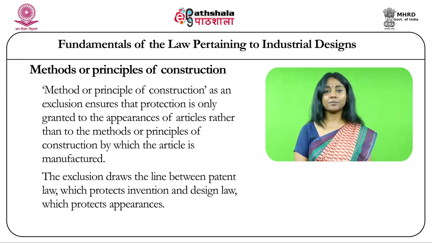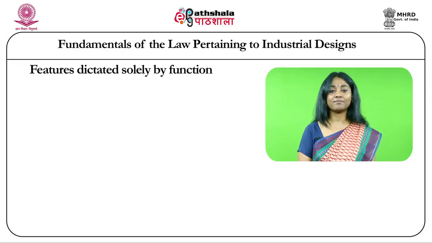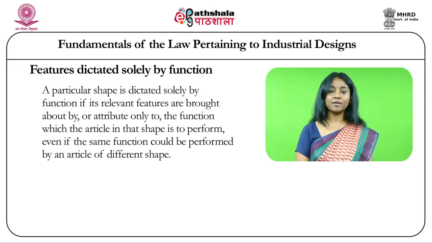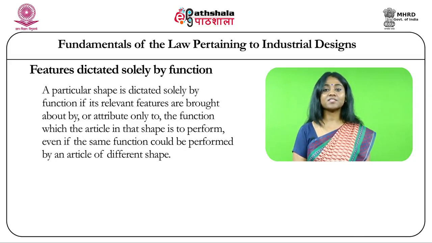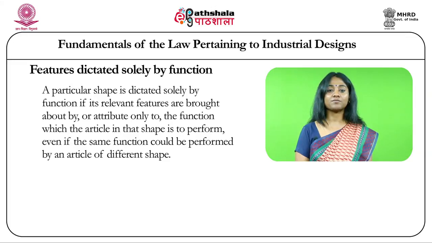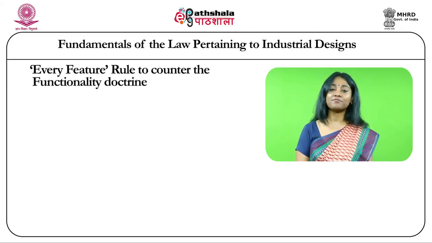The next factor which leads to exclusion of subject matter is features dictated solely by function. So a particular shape is dictated solely by function if its relevant features are brought about by or attributable only to the function which the article in that shape is to perform. Even if the same function could be performed by an article of a different shape, it would lead to non-protection. The rule which is followed in this case is known as the every feature rule.